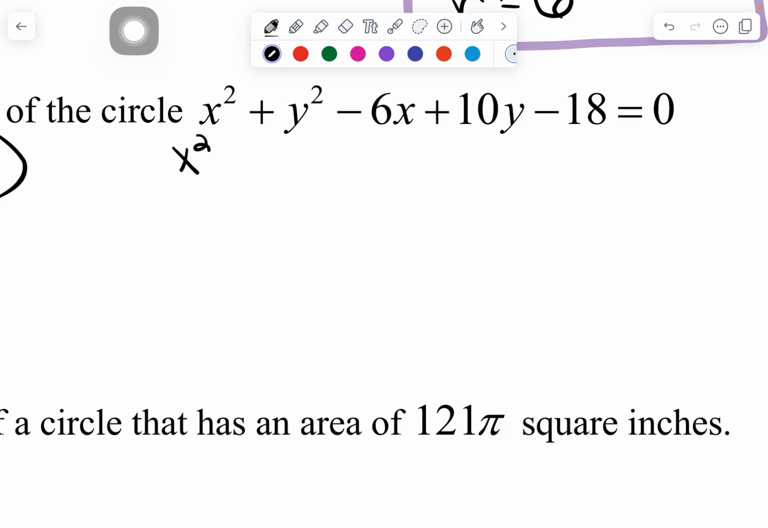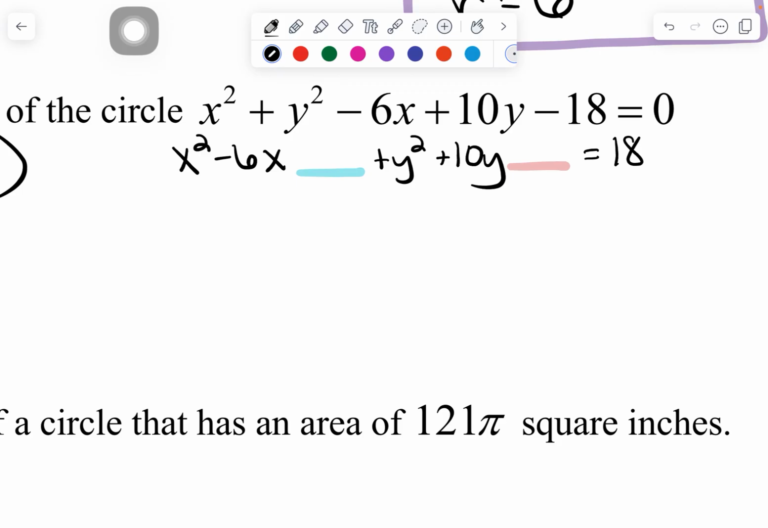You're going to group your x terms together. Okay, I'm going to leave myself just a little bit of space right there. And then I'm going to group my y terms together. Okay, I'm going to leave myself a little bit of space right there. And then that -18, that's the constant. I'm going to go ahead and fling that to the other side of the equal sign. When it moves to the other side, it does become positive.